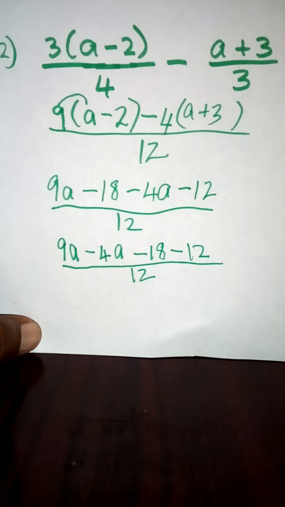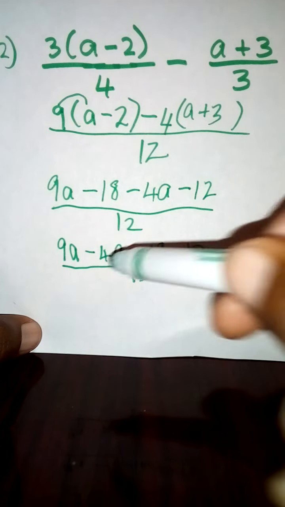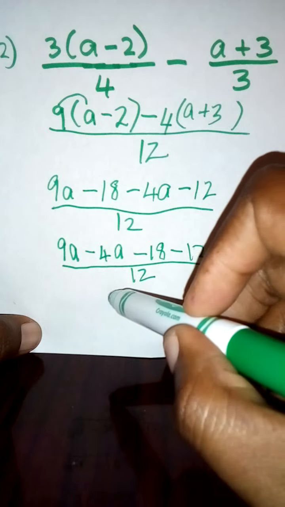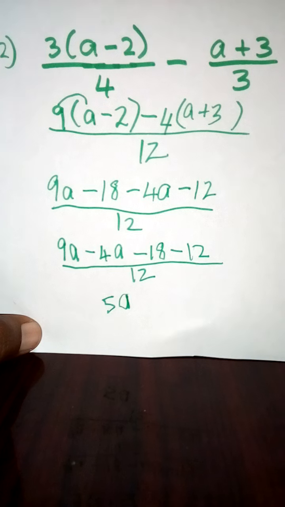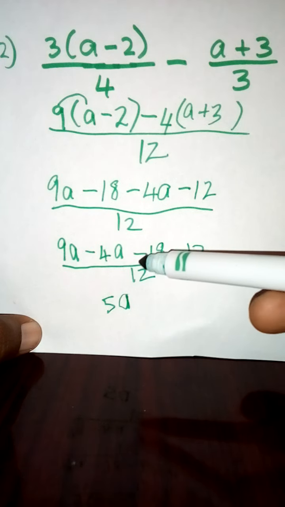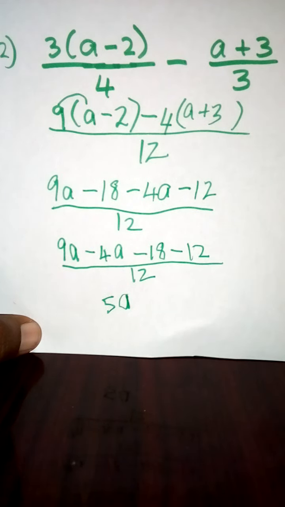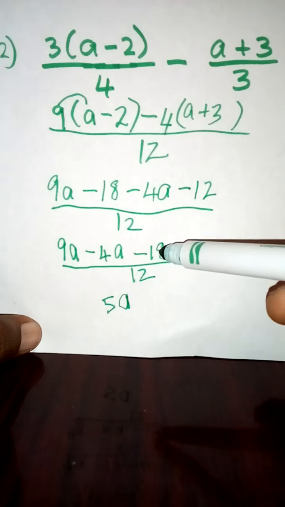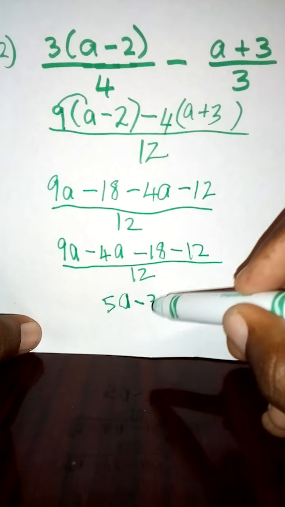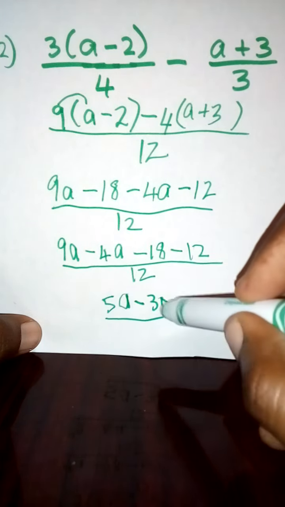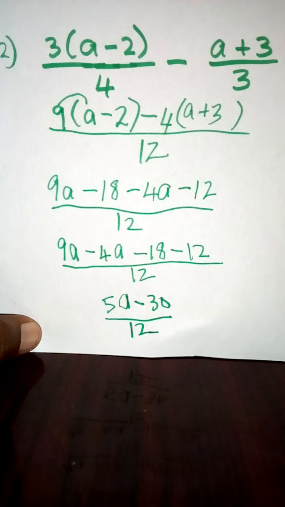So we can write our final answer as 9a minus 4a, 5a, and minus 18 and minus 12 gives minus 30 because we are adding and keeping the minus sign in the answer. So it's 5a minus 30 over 12. That is the final answer, and that cannot be simplified any further.